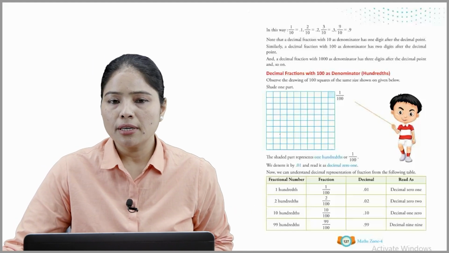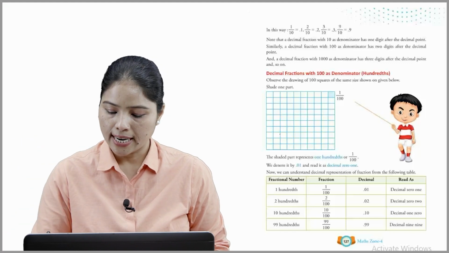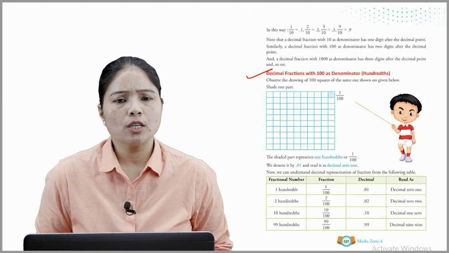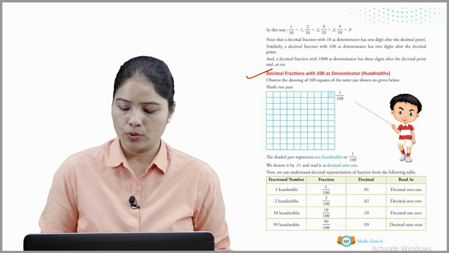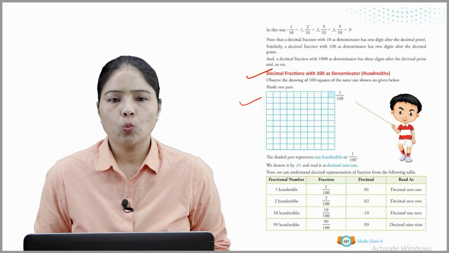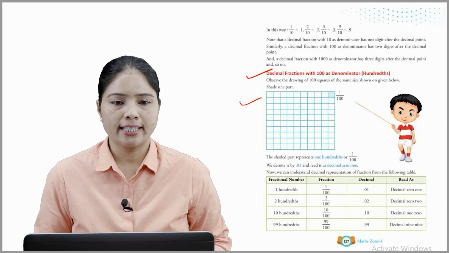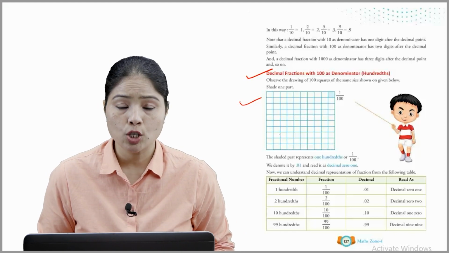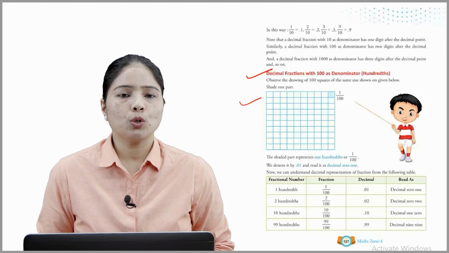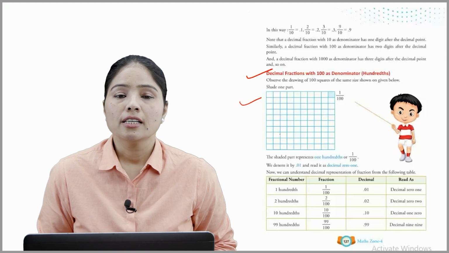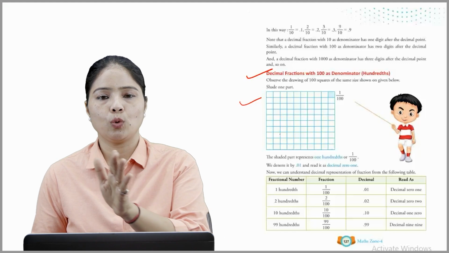Decimal fractions with 100 as denominator. Observe the drawing of 100 squares of same size shown given below, just like this. Shade one part. अब इसको क्या कह रहे हैं, 100 में से 1 part को shade करना है. The shaded part represents 1/100. We denote it by 0.01 and read it as decimal 01.